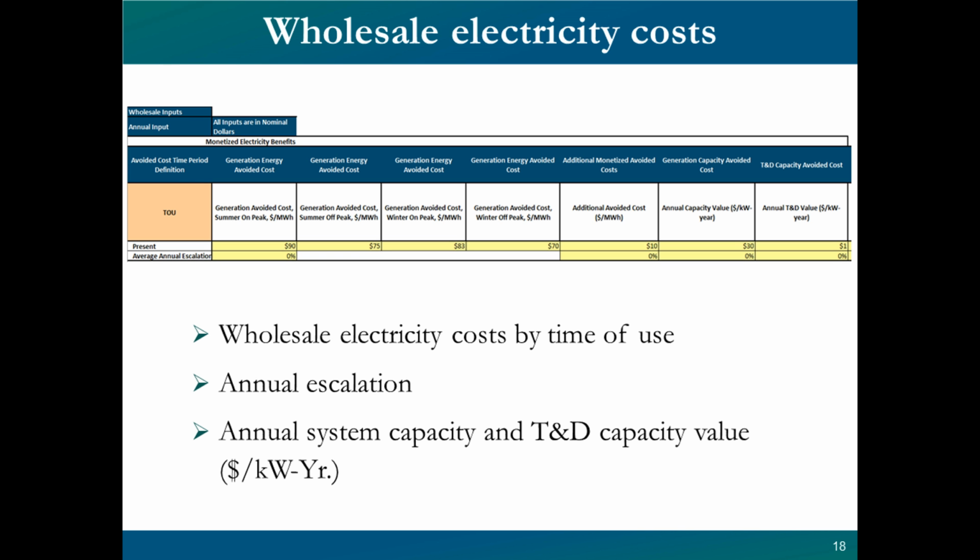On the next tab is a snapshot of how the generation avoided costs as well as capacity avoided costs are entered. Along with the energy costs and avoided capacity costs, the user will also have the option to include additional non-monetized costs and societal benefits, which are not shown in this picture. But there are different societal benefits that could be monetized and included in the avoided costs. And for each of the components, the user can enter an average annual escalation rate, which will be used for forecasting avoided costs in the future years.